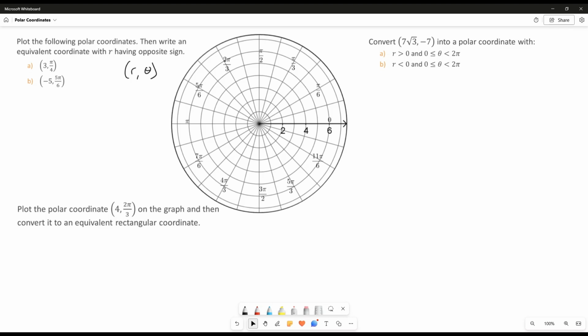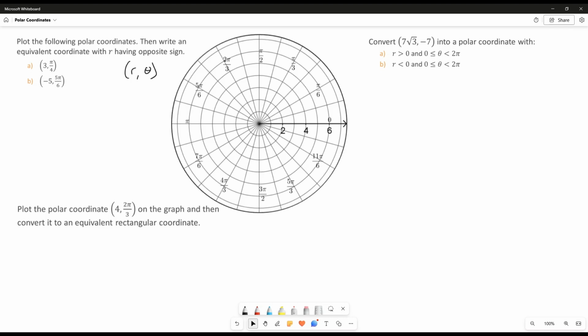So for our first example here, we want to plot the point, the coordinate 3 comma pi over 4. So again, you might look at that and think that, well, that's just 3 units to the right and pi over 4 units up. So you could think of that as an x and y coordinate. But context tells us that this is a polar coordinate. So the problem says it's a polar coordinate. So instead of 3 being an x and pi over 4 being a y, that 3 is a radius, an r value, and the pi over 4 is an angle.